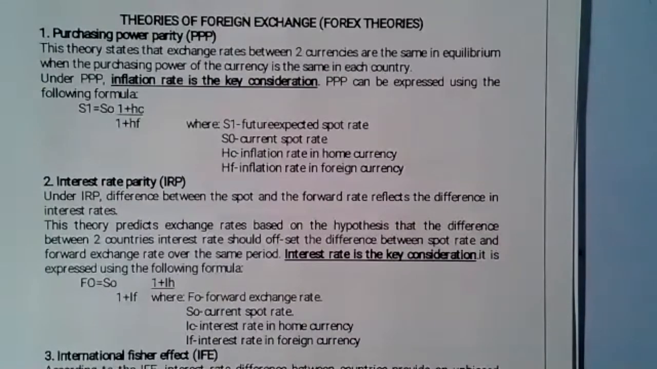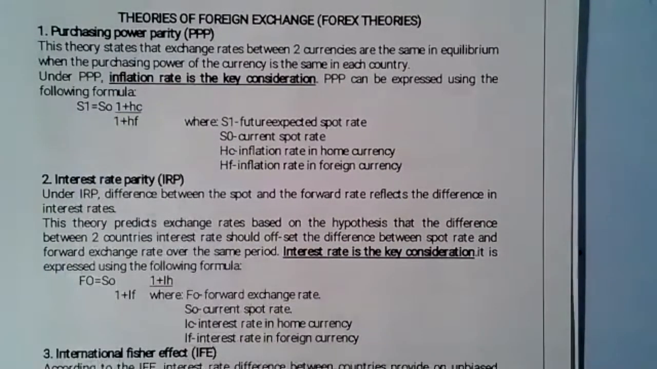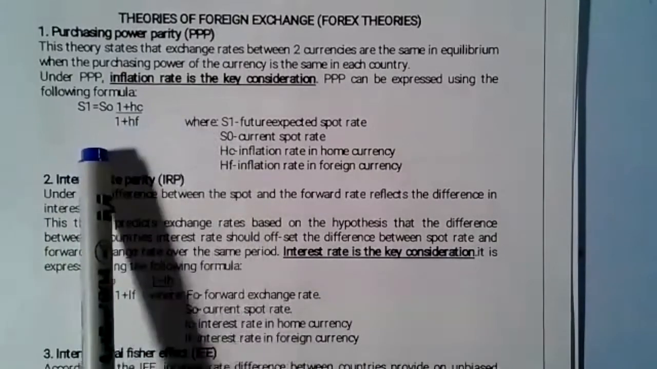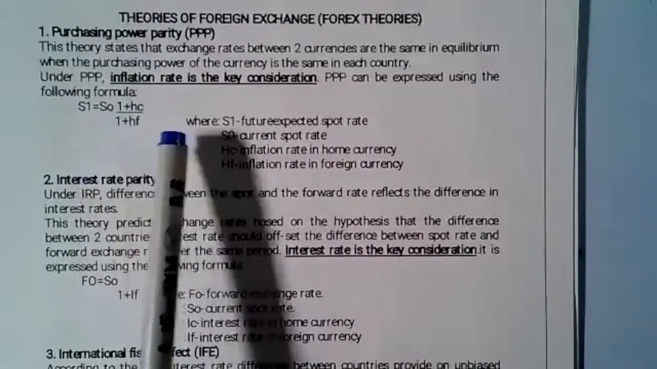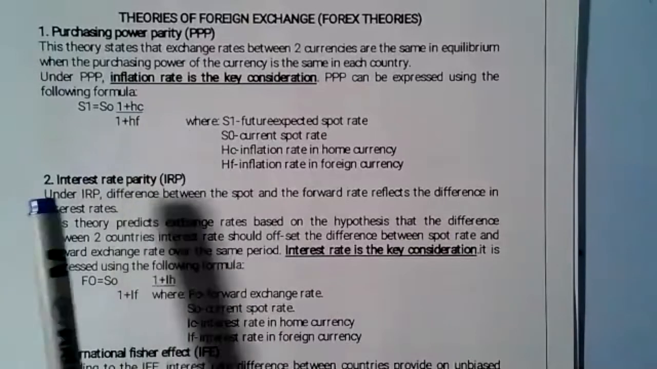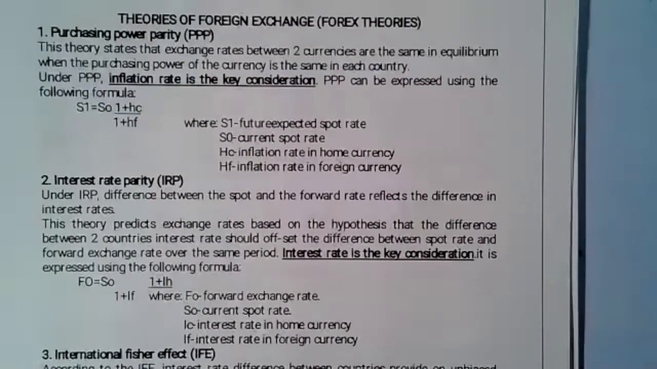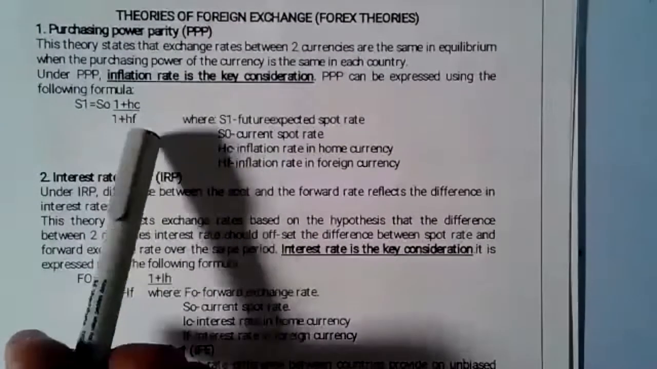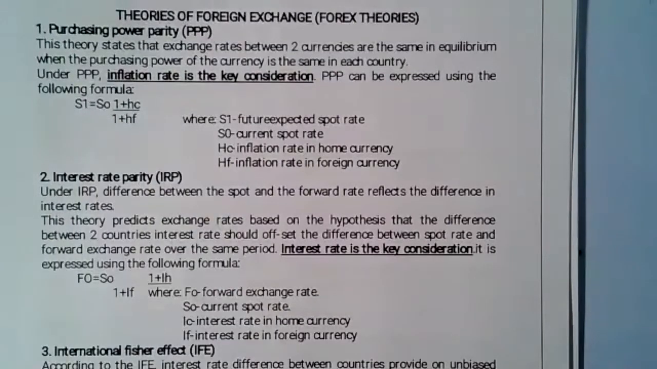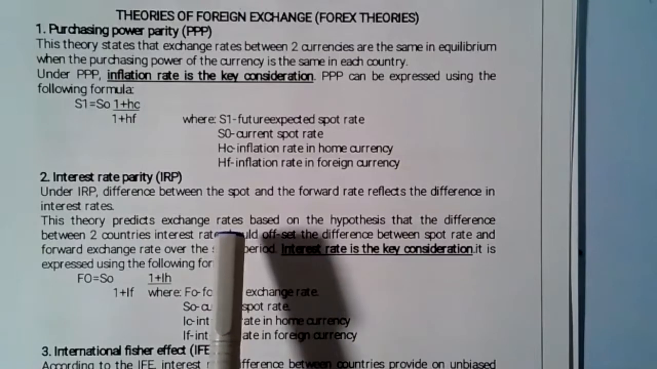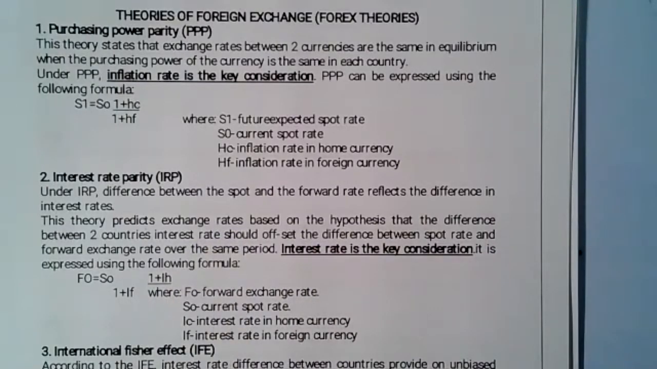And we have the formula there, where to get S1, you take S0 times (1 plus HC), you divide by (1 plus HF), where S1 is the future expected spot rate. Then we have S0, the current spot rate. HC means inflation rate in the home currency. Also we have HF, which is the inflation rate in the foreign currency. So that's the formula.